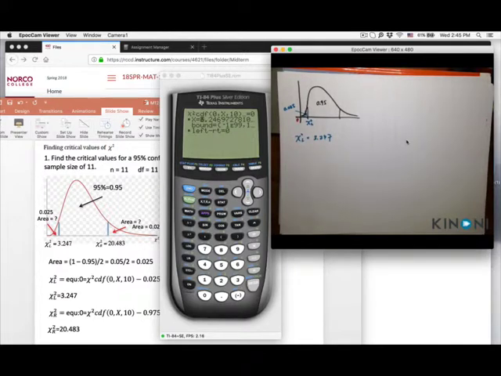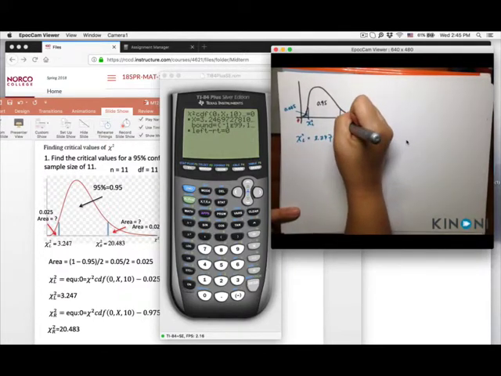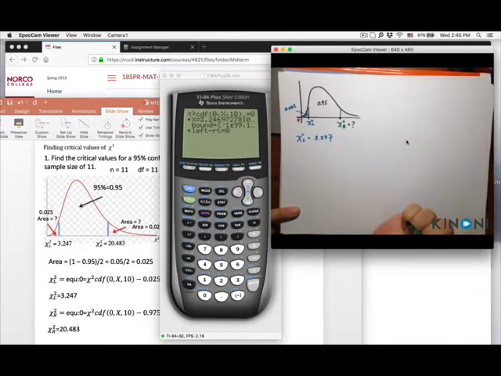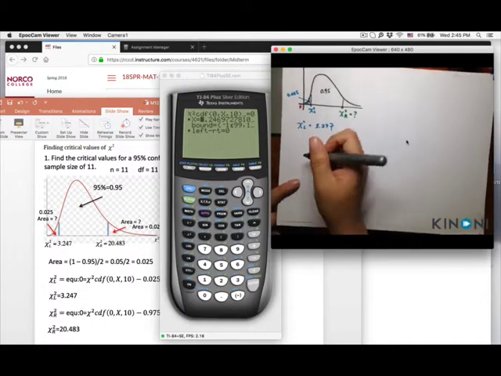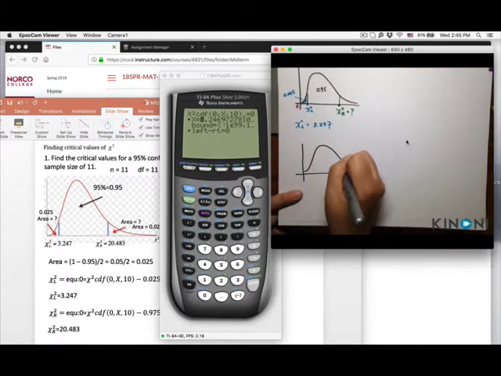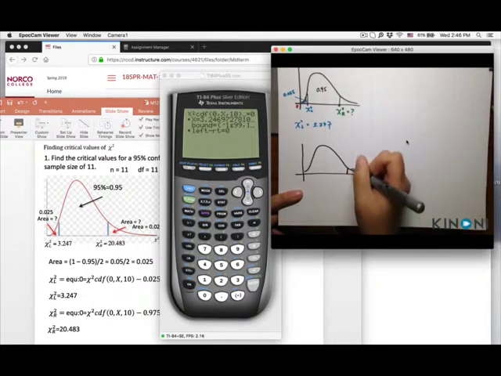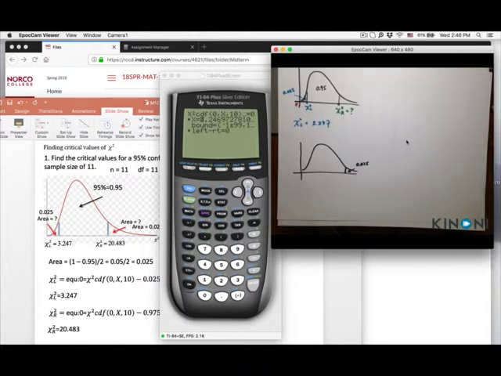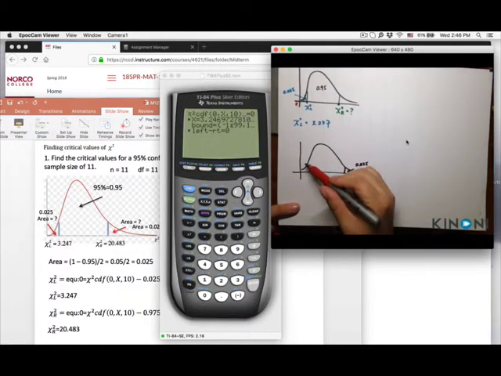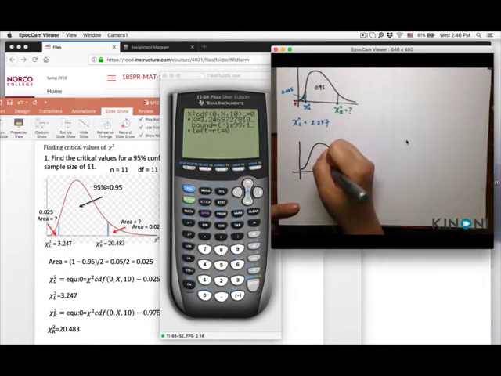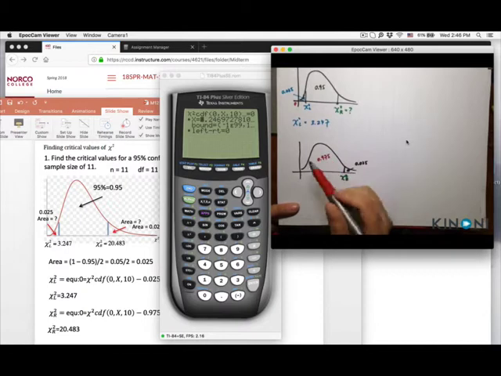Okay, let me use a different color. So this point is going to be my chi-square to the right. We need to look for this one. Let's have another picture here. We know the area on this white tail is 0.025. This is what we're looking for, chi-square to the right. So here, you know the cumulative area from the left will be 0.975. Talking about from the 0 point until here, the cumulative area will be 0.975.